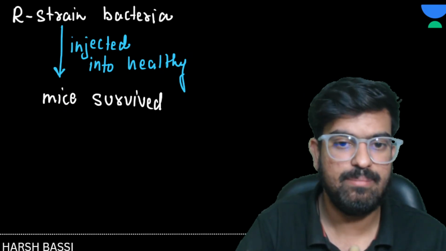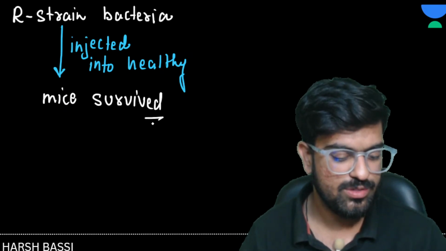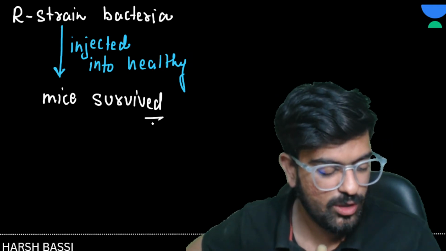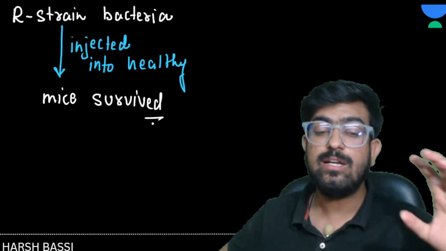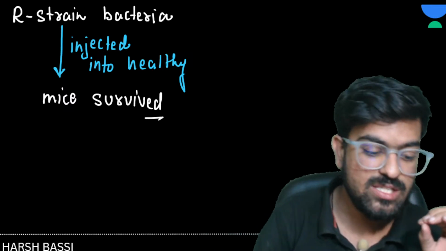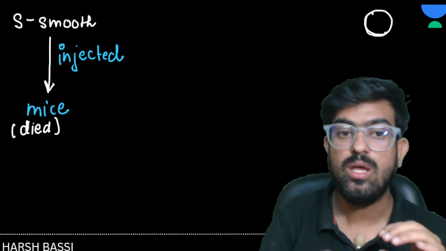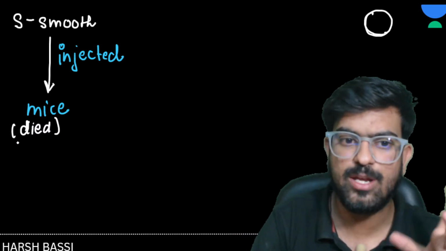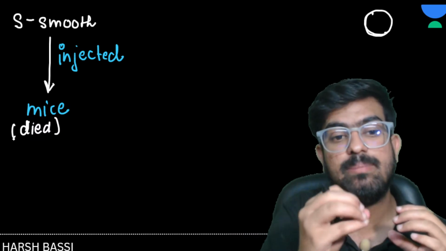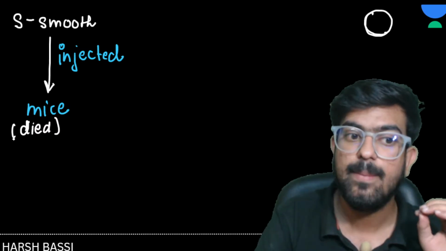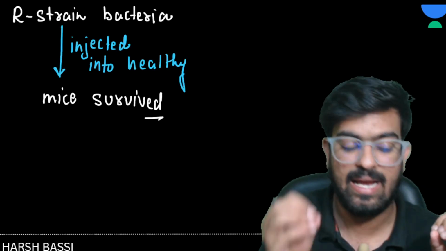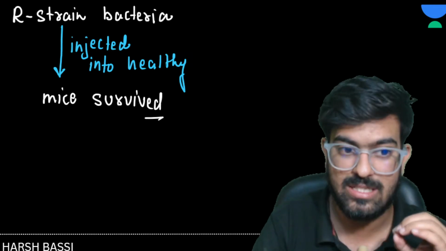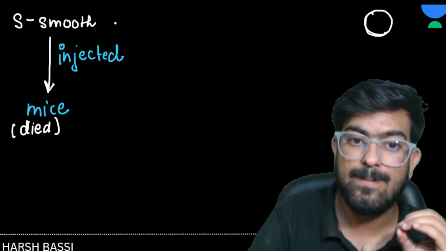So what conclusion can we make here, guys? The conclusion we can have here is that S strain is causing death, which is virulent, which is causing the disease. Yes or no? Because when we injected S strain bacteria into the mice, the mice died. But when we injected R strain into the mice, they survived. That means nothing happened to the mice. So S strain bacteria is virulent.